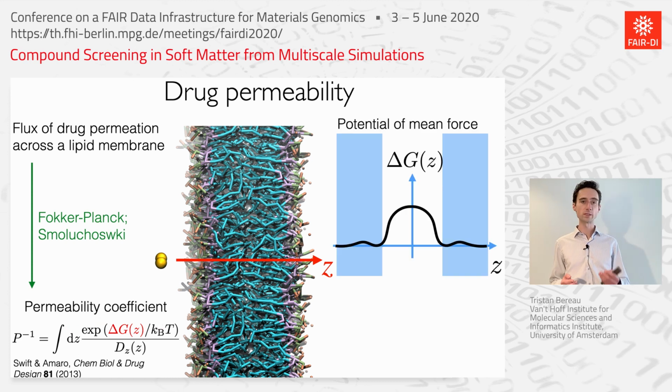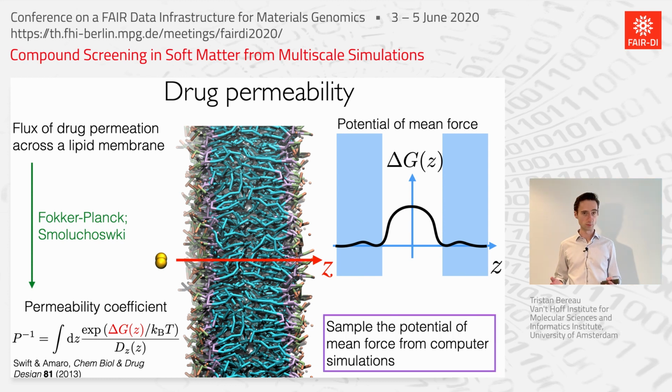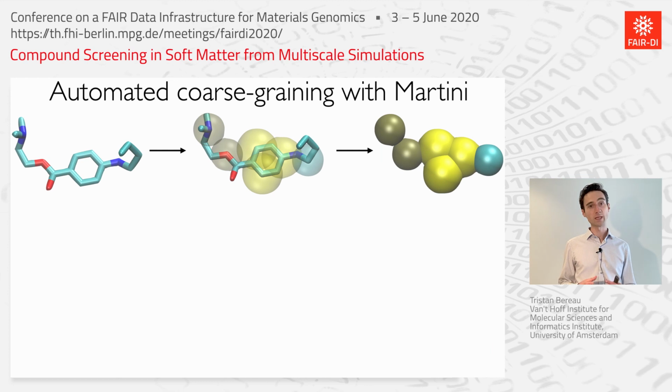And so the potential of mean force is the free energy of crossing this soft interface. And so what we're doing is using computer simulations to sample this potential of mean force, and then thereby computing the permeability coefficient. And to sample the potential of mean force, we're working with molecular dynamics simulations. We're not working with atomistically resolved simulations. We're working actually with coarse-grained models. So that means that instead of modeling every single atom one by one, we actually encapsulate several atoms into each super particle or bead, as shown here.